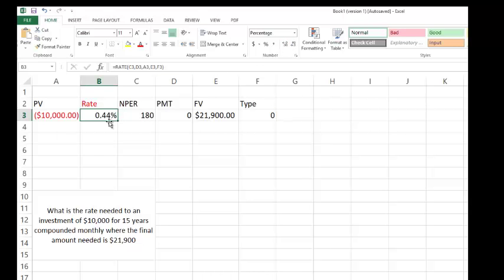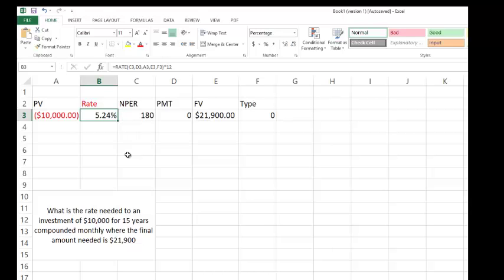0.044%, but it's not really a percent. So therefore, this is per month. So actually, it would be that answer times 12 months. That would be the 5.24% interest rate that we're looking for. Okay, so there's a little bit of more complication on this one, but you got to keep track.